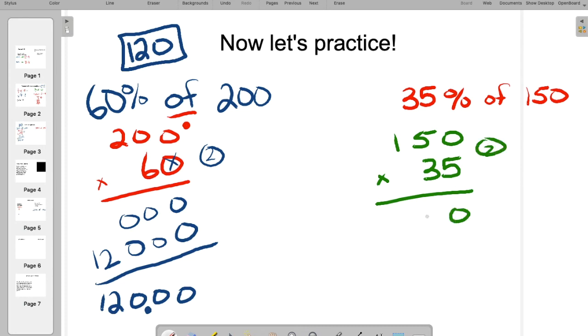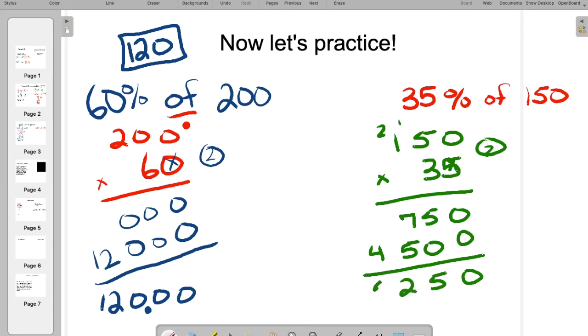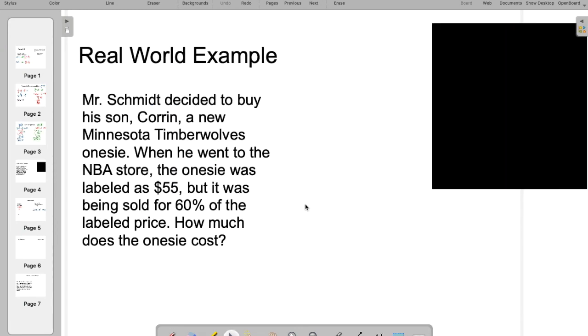I multiply. And I multiply the second digit. And I now add up my answers. And I reinsert my decimal point. I need 2 digits behind it. So I have 52.50 as my answer.